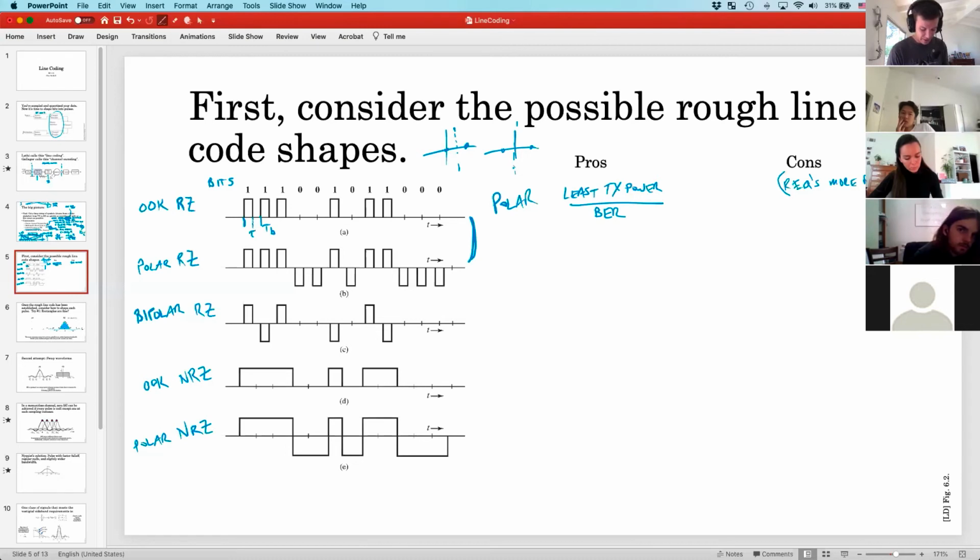Bipolar is kind of the odd one out here. It has similar power efficiency in terms of error rate to polar, but it has one additional feature that is you can actually detect errors with this. This kind of has error detection baked in. So bipolar has a single error detection, not necessarily correction, included.